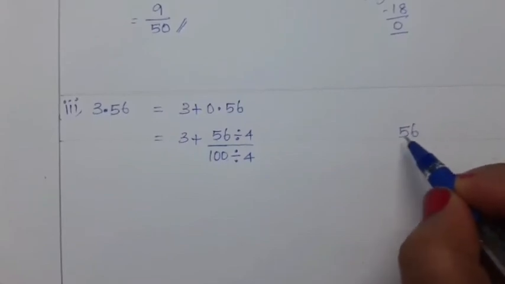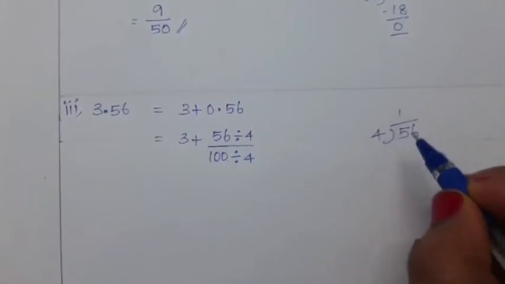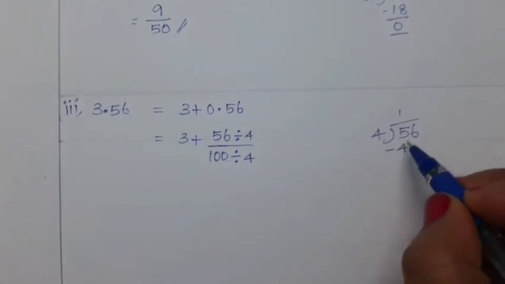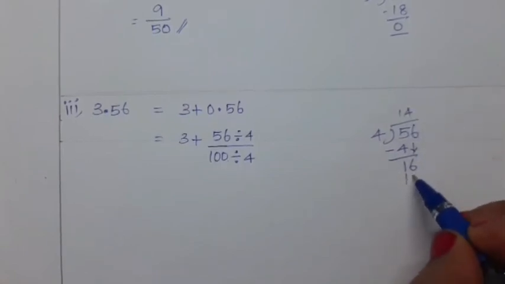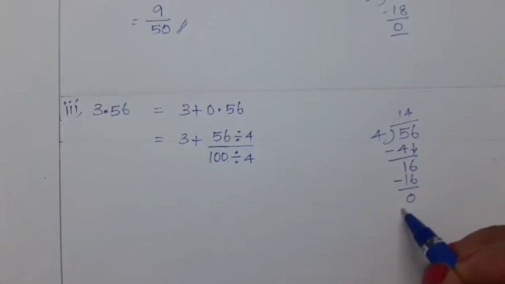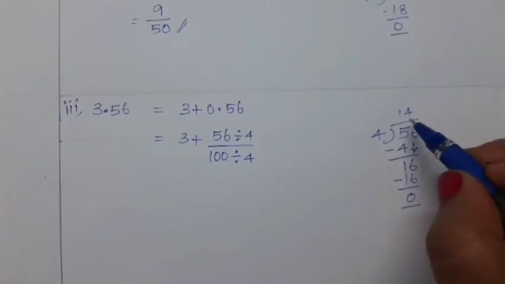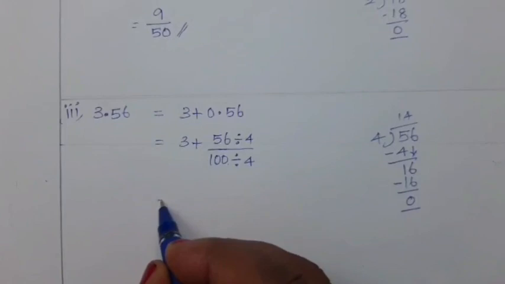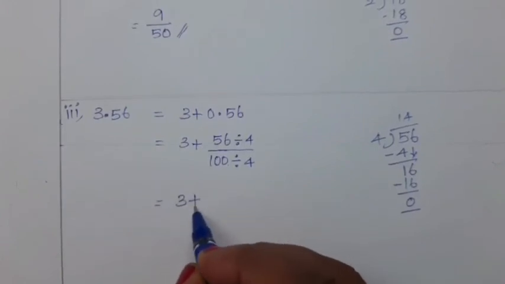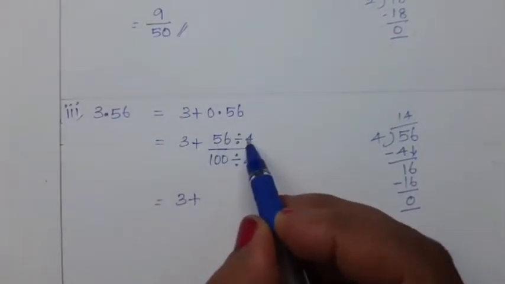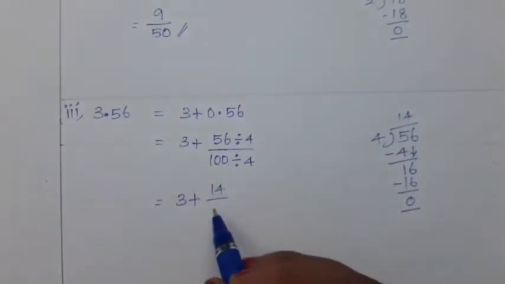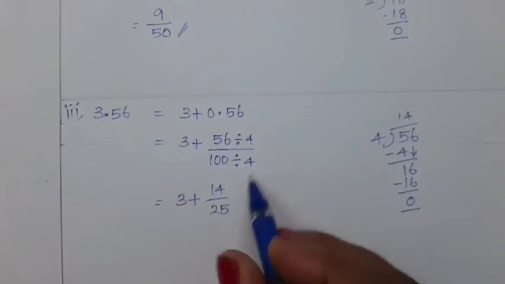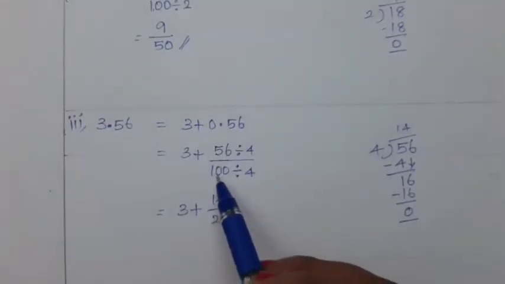Dividing 56 by 4. 1 4 is 4. Subtracting 4 from 5 we get 1. Bring down the 6 here. We get 16. 4 4s are 16. Subtracting 16 from 16 we get 0. Division ends here. The answer is 14. I write this 3 as it is. Dividing 56 by 4 we get 14, and dividing 100 by 4 we get 25. 25 4s are 100.